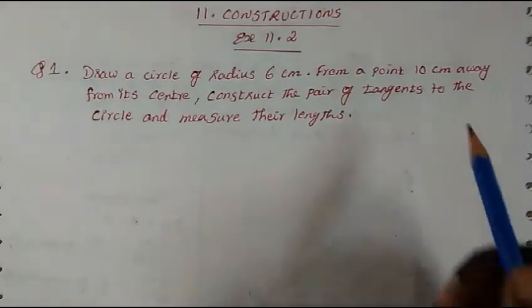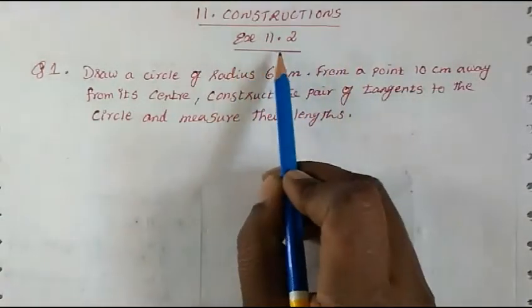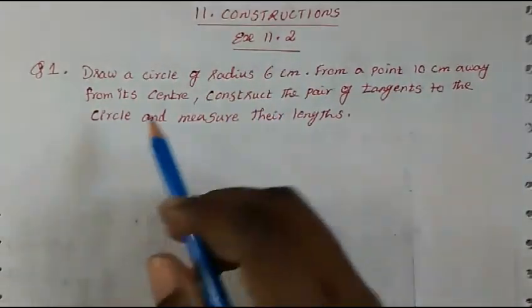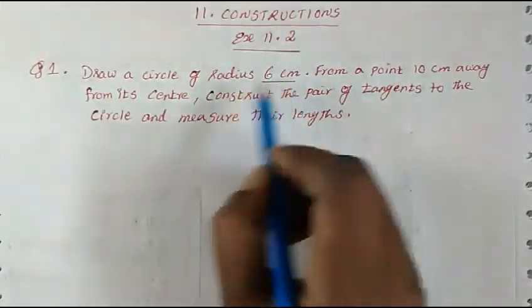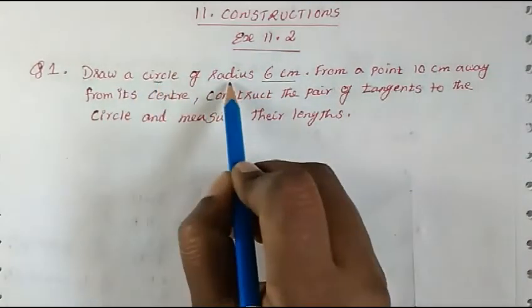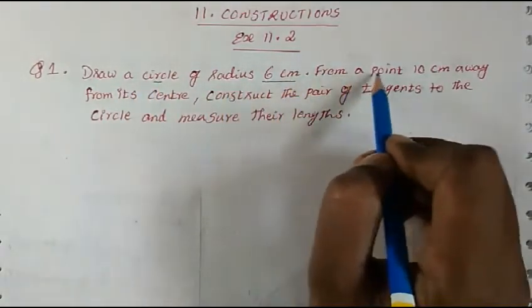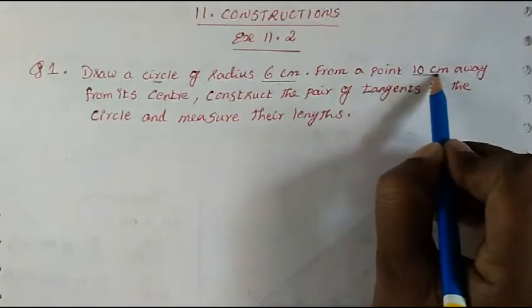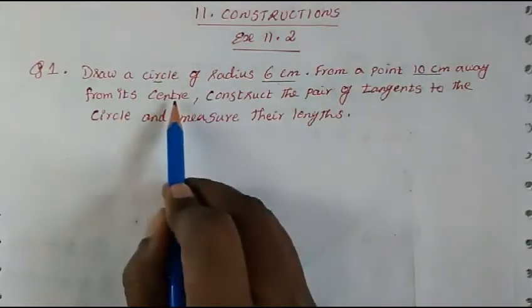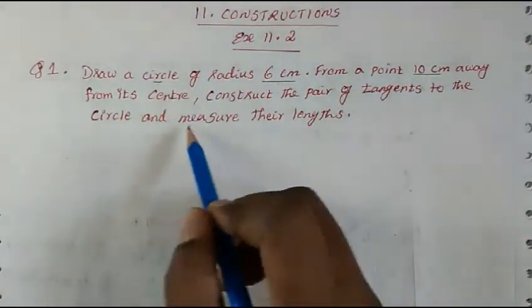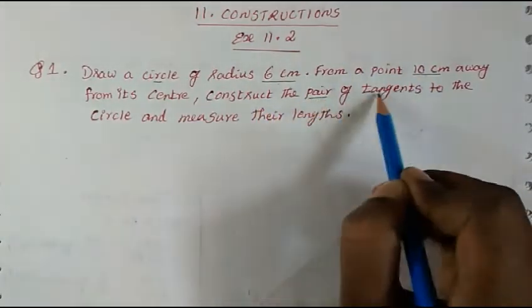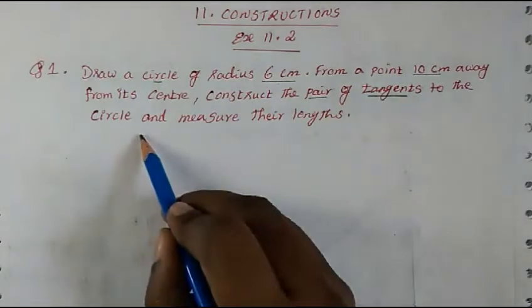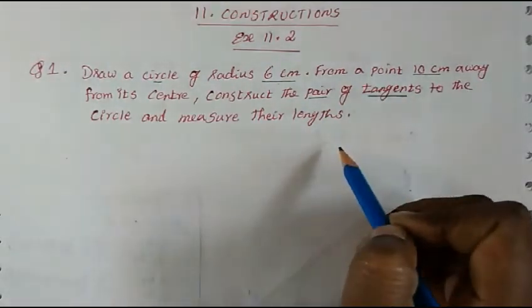Today we are going to study chapter 11, Constructions, exercise 11.2, question 1. Draw a circle of radius 6 centimeter. We have to draw a circle of radius 6 centimeter, and from a point 10 centimeter away from its center, construct the pair of tangents to the circle and measure their lengths.